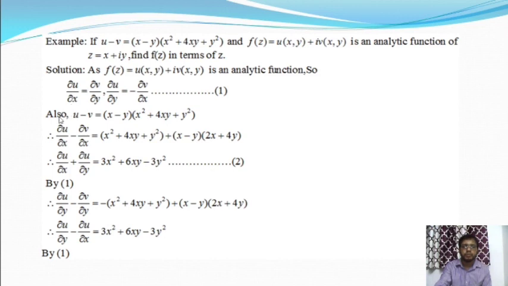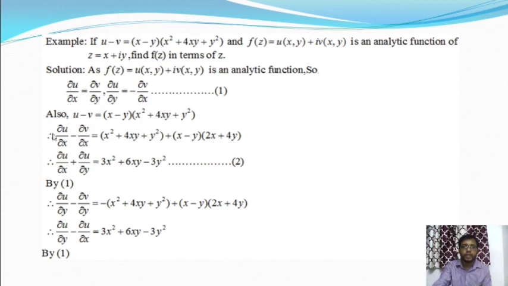Also u minus v is given. So u minus v is equal to (x minus y) into (x square plus 4xy plus y square). Now differentiate this equation with respect to x. We'll get del u del x minus del v del x, and after differentiation, the derivative of x minus y is equal to 1, and the derivative of x square plus 4xy plus y square is 2x plus 4y.